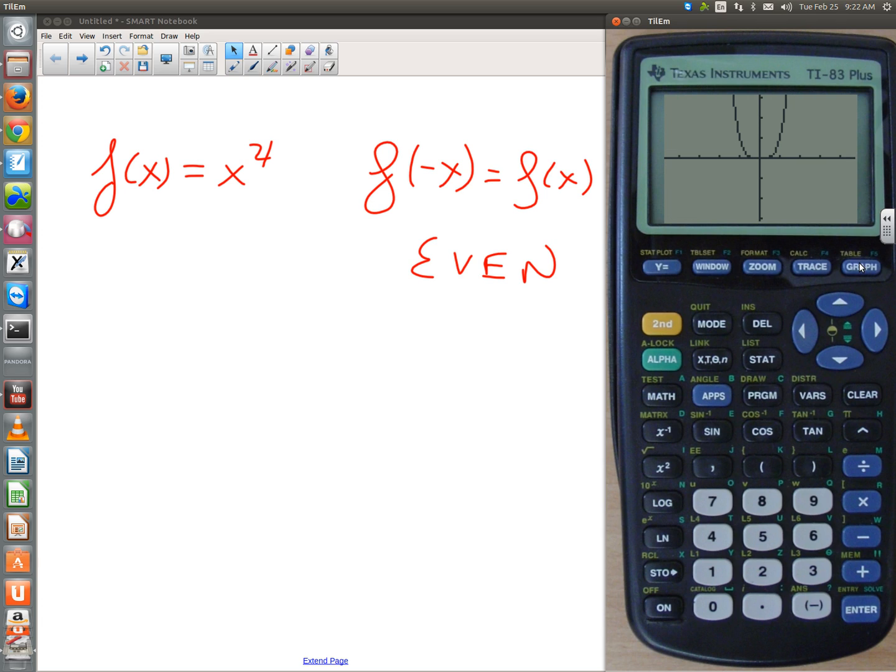All right. How's that different? Well, is it still even? Still even, but you tell me, what's the domain? What x values can you plug in? All real numbers. What's the range?